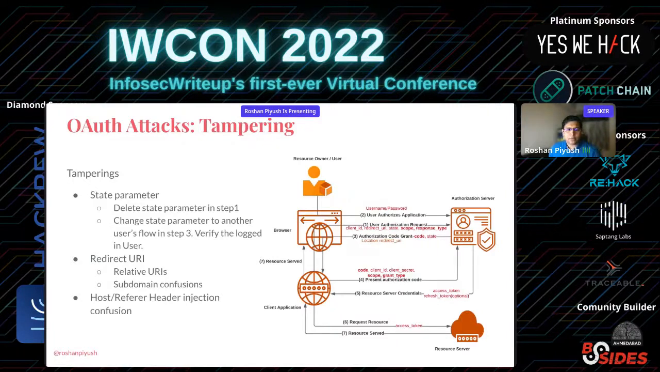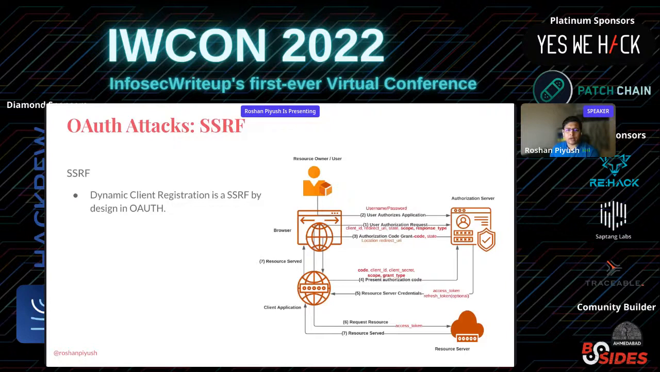And the last one, very simple, very well known, state tampering. Delete the state parameter or even change the state parameter to another user's flow. And don't forget to verify whether the logged-in user is the same or the other one. Even for the redirect URIs, you can sometimes try relative URIs because the implementations differ very much. Even subdomain confusions, or host or referrer header injections. You can read about this. These are very interesting attack vectors. So I think we are almost done.